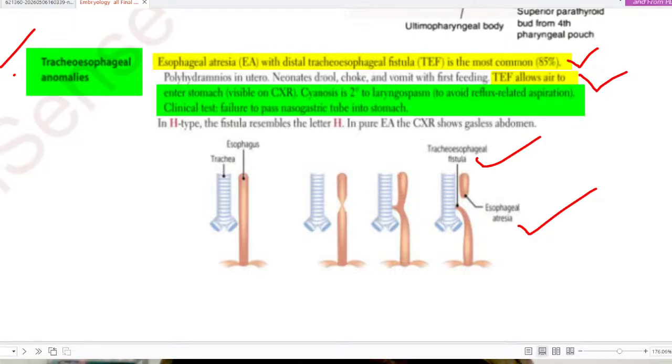Okay. So now we are in tracheoesophageal anomalies. You understood? Can you explain what that is?